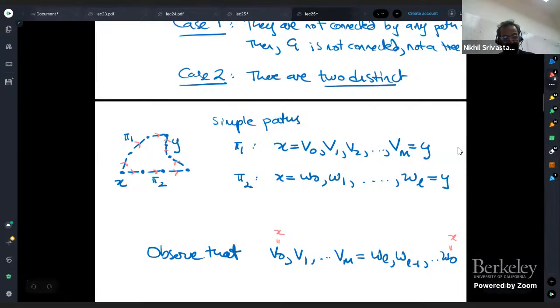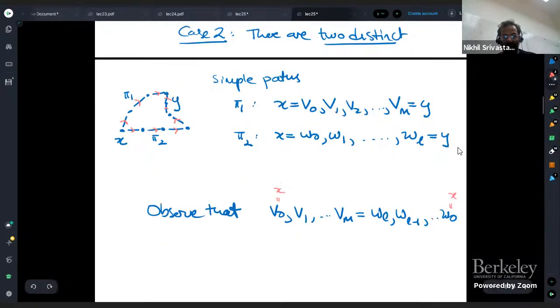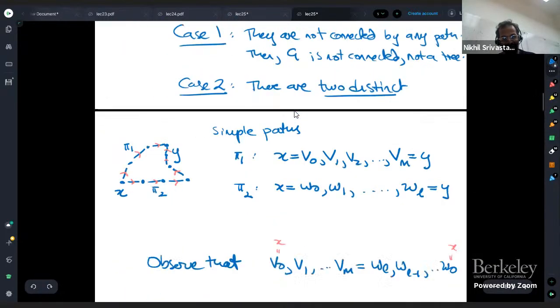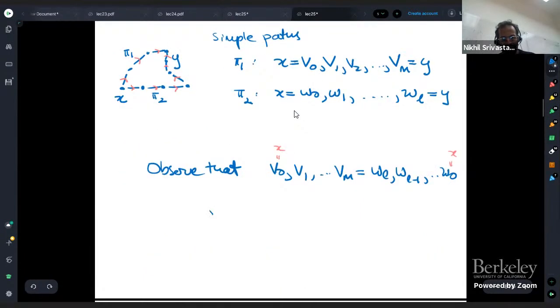This is a cycle. But I'm not done yet, actually, because remember, a cycle is a simple circuit, right? So this is a circuit. But I'm not done because it might not be simple. Does this always have to be simple?